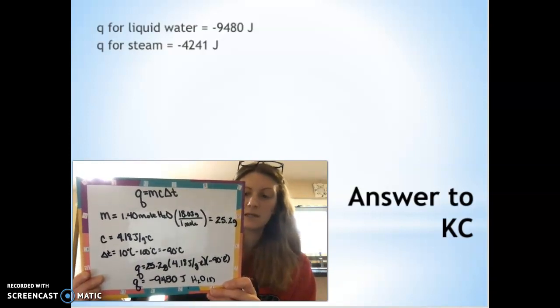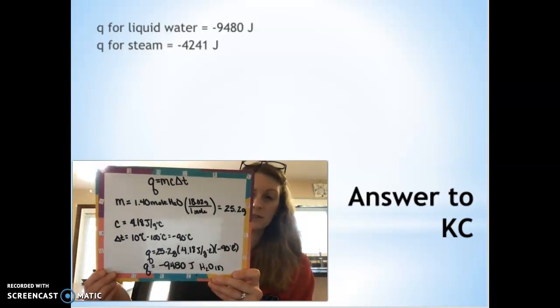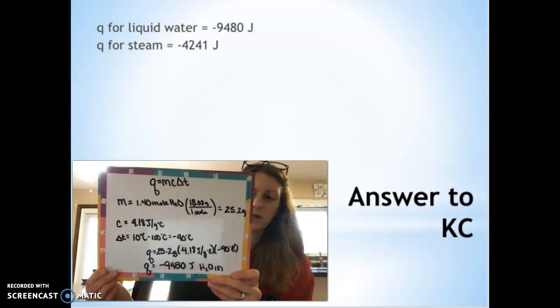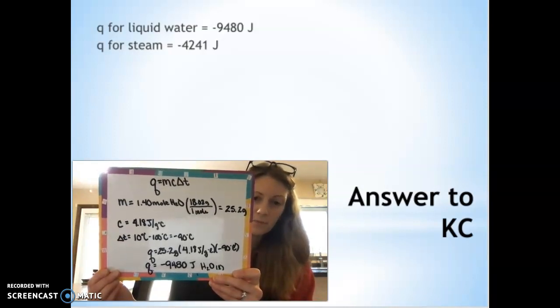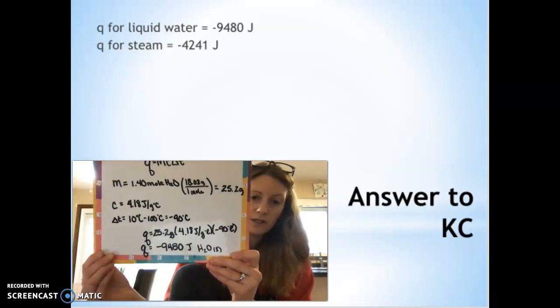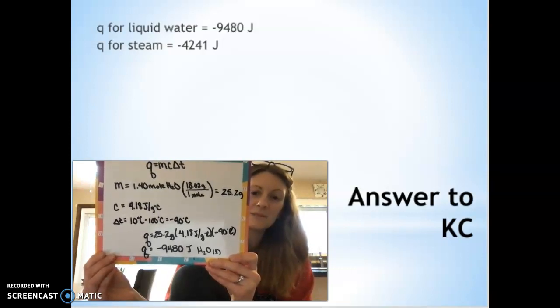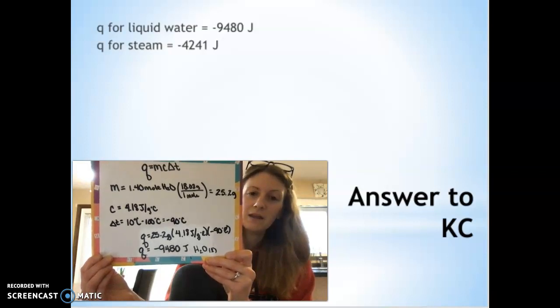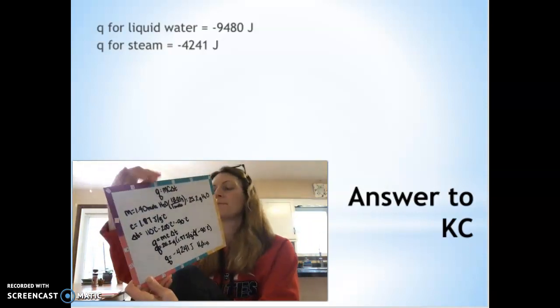We know our C, because that was given to us, is 4.18 joules per gram degree C. So then our next step was to calculate our change in temperature, or delta T. So you have to take the final minus initial, which was 10 minus 100 to give us negative 90. And then you just plug it all into the equation. Your mass times C times delta T. And we're going to get the answer of negative 9,480 joules.